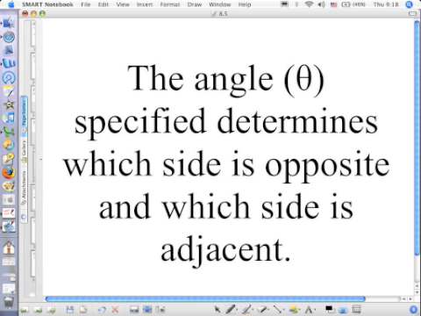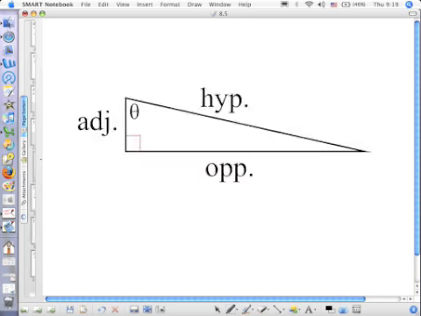Now, how does that apply? Remember I said the designated angle will never be 90 degrees. It's going to be one of the others. If this angle is theta, I want you to actually draw a little tick mark that helps you identify that is your angle. The hypotenuse is not hard to find. It's always the longest side. But the question is, in reference to that angle, which side is adjacent to it and which side is opposite it?